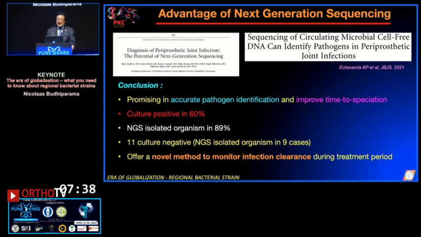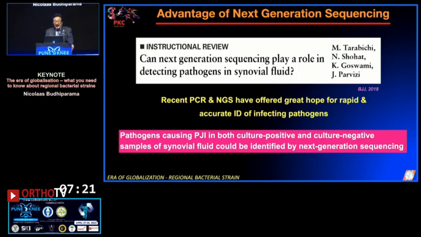So the advantages of NGS are promising and accurate pathogen identification and improved time to identification, and NGS isolated organisms about 89%. So it's a novel method to monitor the infection's clearance. And this paper from Tarabichi shows that pathogens causing PJI in both culture-negative or culture-positive synovial fluid could be identified by next-generation sequencing.